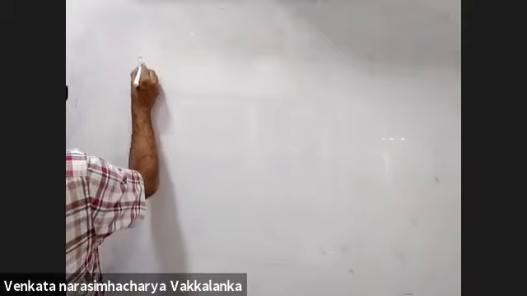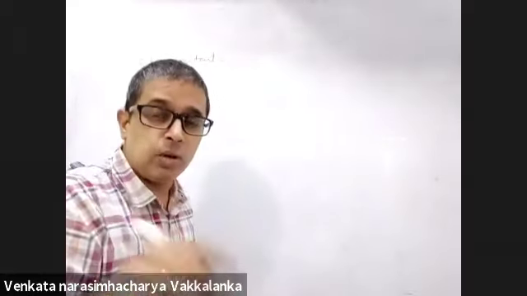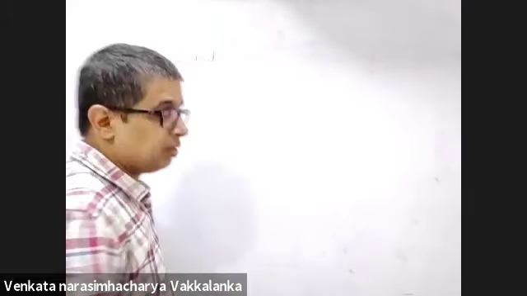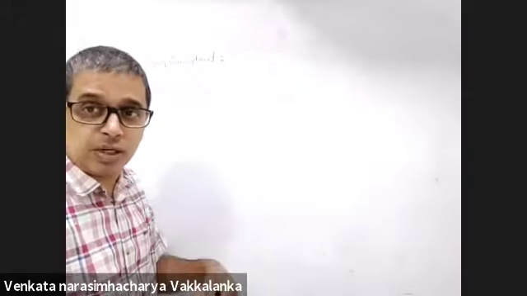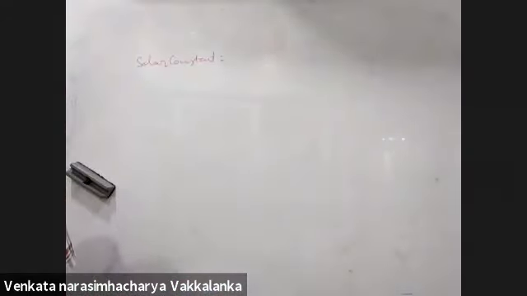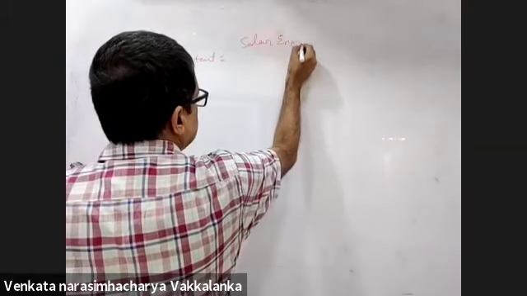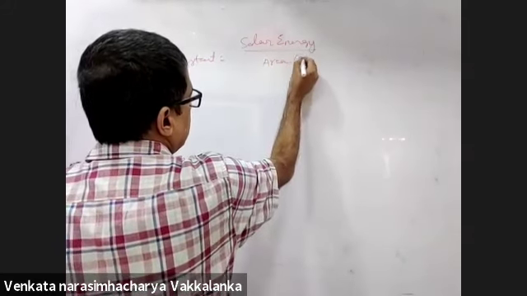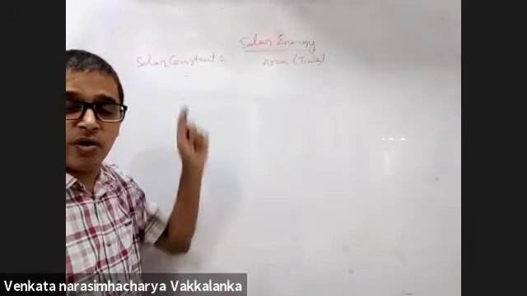Listen to the question. Solar constant, 2020 September. Another paper. In September, there were 4 papers conducted by JEE Mains. Right? Different batches. Solar constant is defined as the amount of solar energy received on the Earth's surface per unit area per unit time. This is the statement given in the question. They are asking the dimensional formula of solar constant.